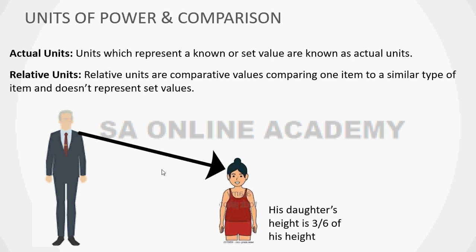So instead of saying 3 feet, I'm saying his daughter's height is 3/6 of his height. So I am comparing his daughter's height with him, not with the actual known or set value. Comparing something with a comparative value is known as relative units. So instead of comparing with some known or set value, we are comparing with some other reference. In terms of Wi-Fi, instead of comparing a direct power, we are comparing the power with another source or another power information. That is called relative units.